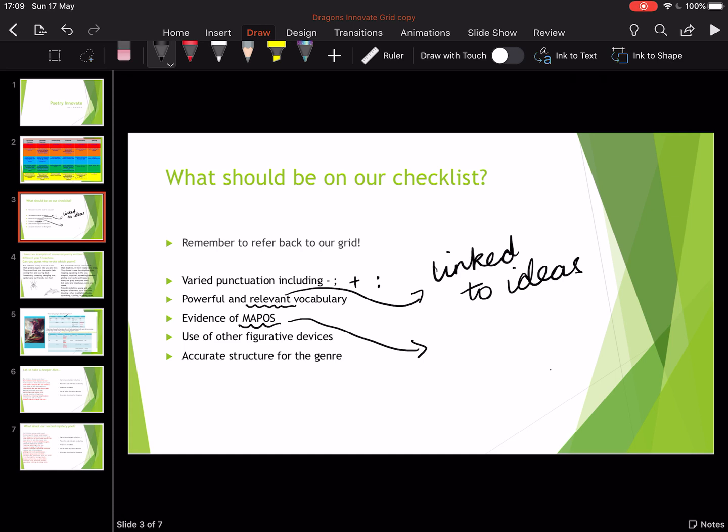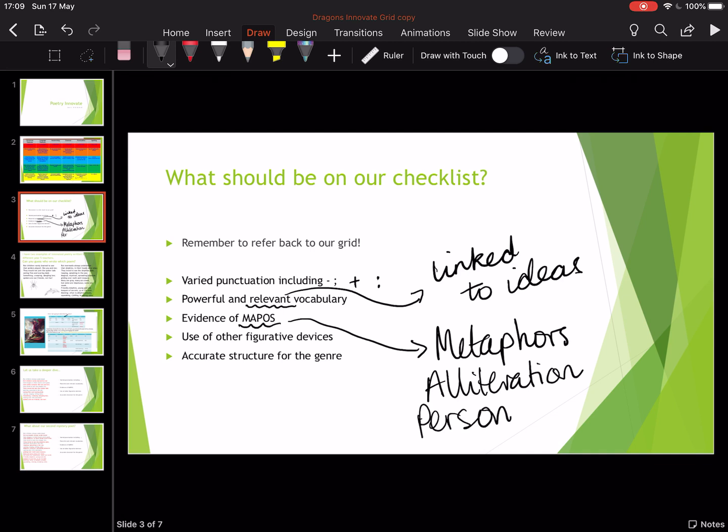I know it won't be the first time and it won't be the last, but we have our metaphors, our alliteration, our personification, which is a good one for poetry. Remember, personification is when you give something inanimate lifelike qualities. So you say, the sea was a growling dog.